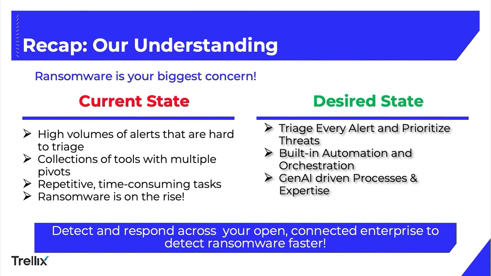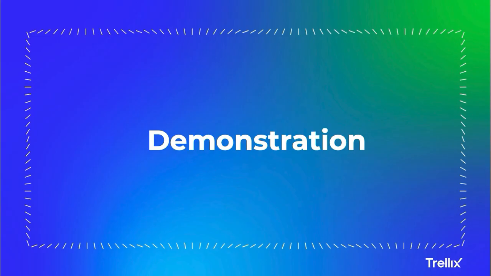So our desired state that we've talked about is we want to be able to triage every alert and prioritize those threats. You'd like built-in automation and orchestration of all of your collection of tools with those multiple pivot points. And then you would like generative AI-driven process and expertise. All in all, providing you detection and response across your open, connected enterprise to detect that ransomware faster. So in our demonstration today, we will show you just that. It is based on our Helix Connect XDR solution, and we will show you a unique capability of end-to-end ransomware defense. Let's go to the demonstration.